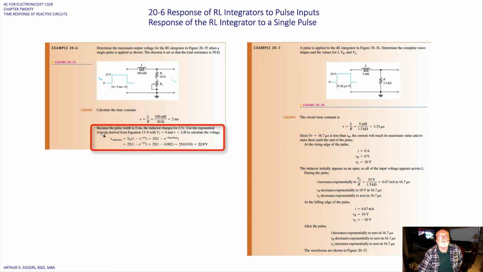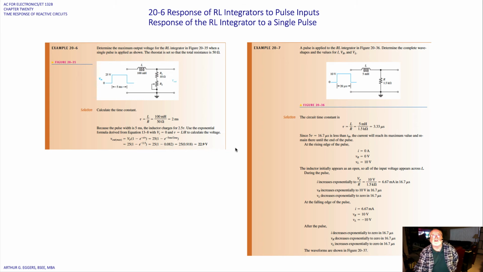Use the exponential formula derived from equation 13.8 with an initial voltage of 0 and tau as L over R to calculate the voltage. So we look at our relationships here. V out maximum is equal to V final, and we multiply that times the difference, 1 minus e to the minus t over tau. And we get a value, in this case, of 22.9 volts. Again, pull out your calculator, run through that, verify it, and gain your skills here.